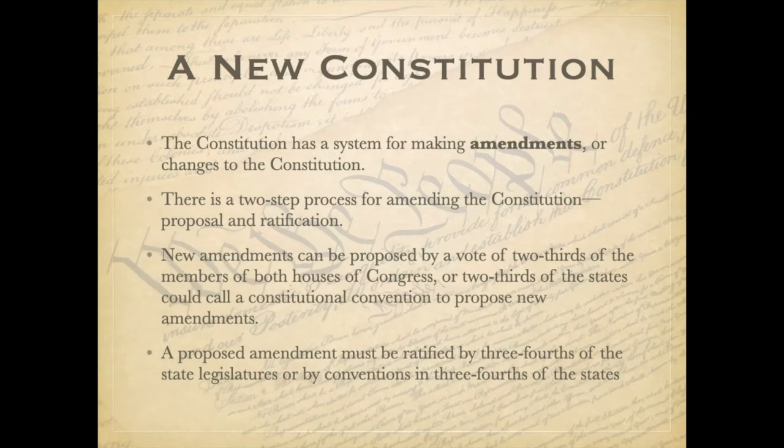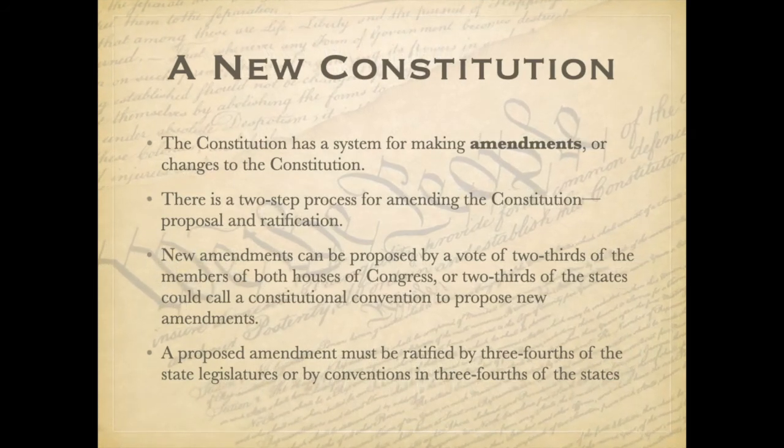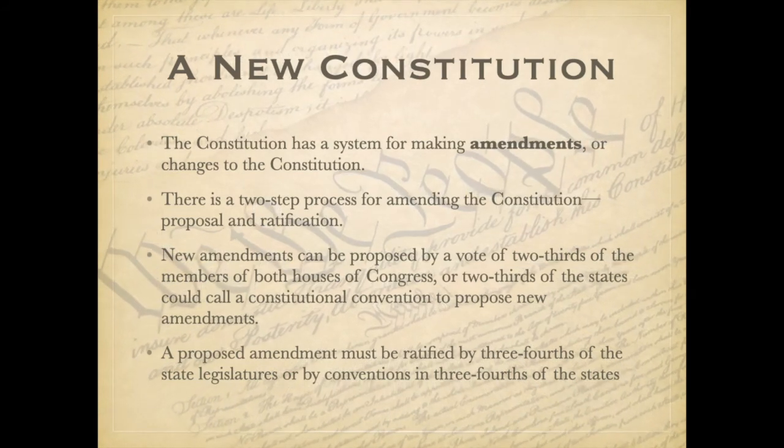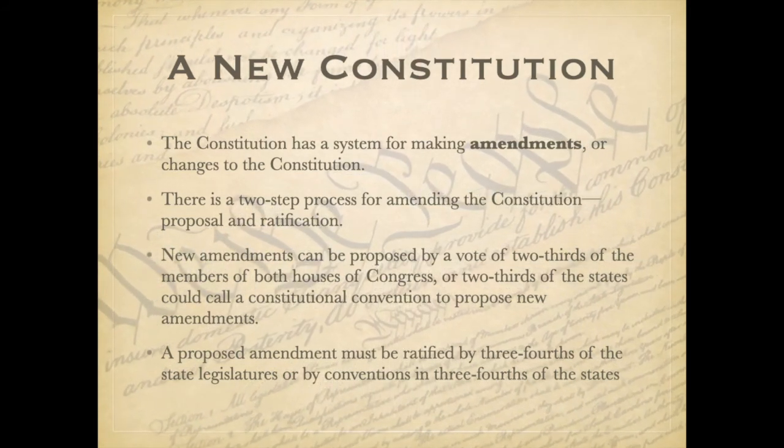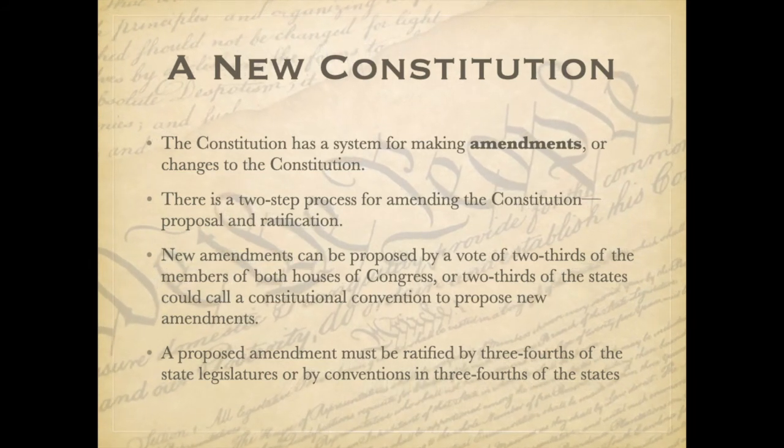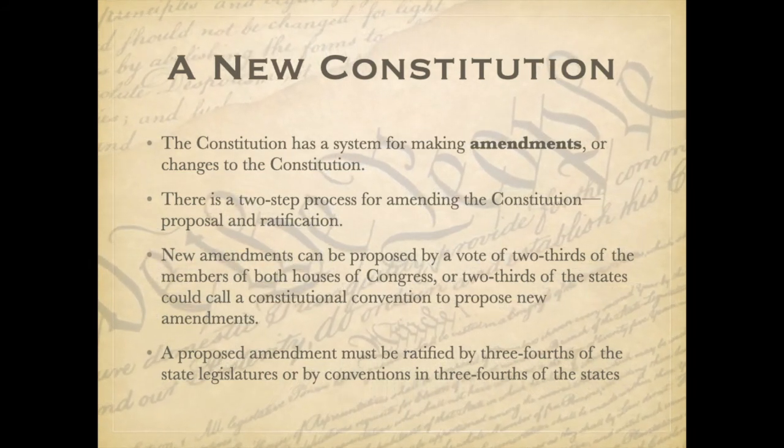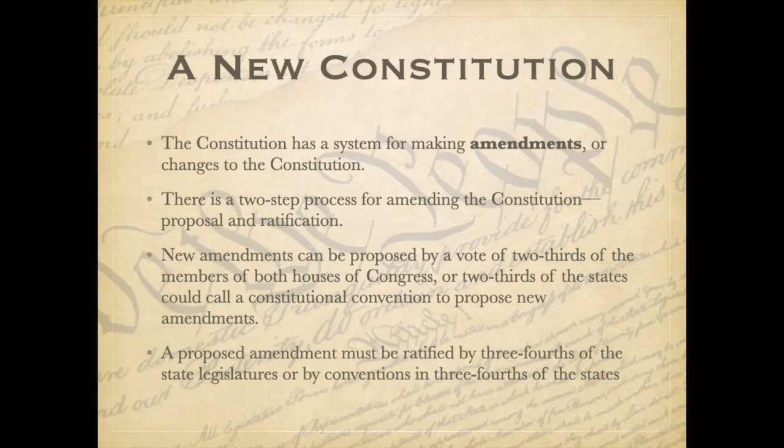The Constitution has a system for making amendments, or changes, to the Constitution. There is a two-step process for amending the Constitution: proposal and ratification. New amendments can be proposed by a vote of 2/3 of the members of both houses of Congress, or 2/3 of the states could call a constitutional convention to propose new amendments. A proposed amendment must be ratified by 3/4 of the state legislatures or by conventions in 3/4 of the states.